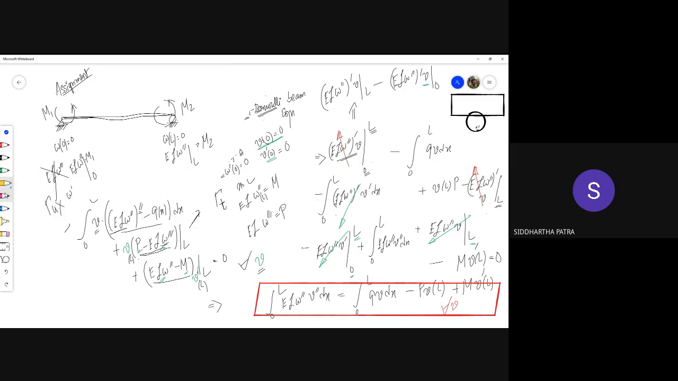And of course, there is your arbitrary distributed load. And as you might have already figured out, from the cantilever to the simply supported beam, the boundary conditions change. But what doesn't change is your governing differential equation.